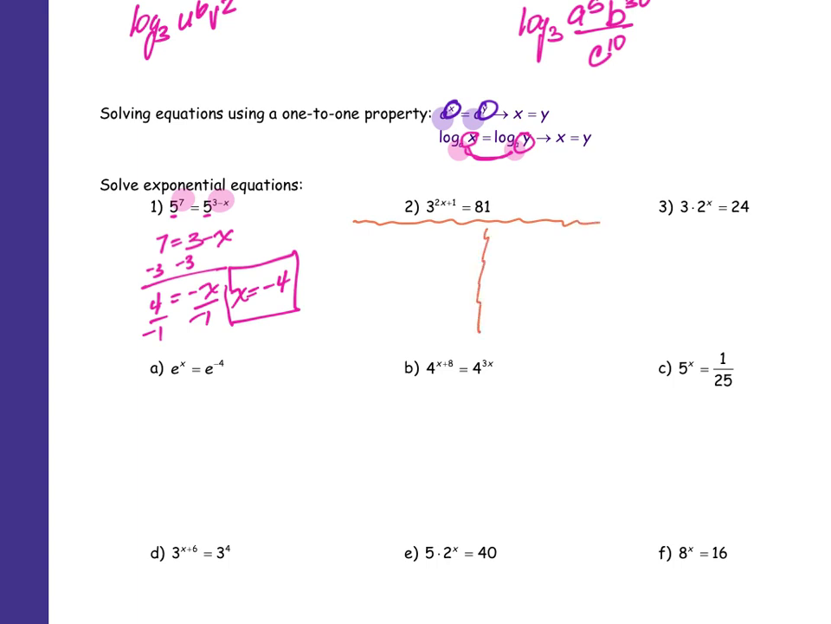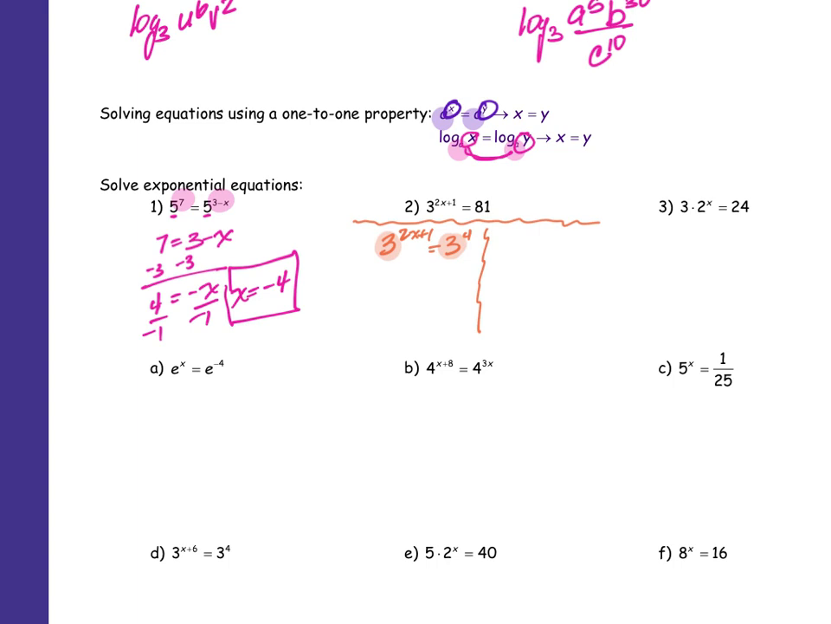And so the first way, I'm going to change the base of 81 because 81 is 3 times 3, and 3 times 3 is 9, and 3 times 3 is 9. 9 times 9 is 81. So 3 to the 4th power is 81. So I could rewrite this as 3 to the 2x plus 1 equals 3 to the 4th power. Now my bases are the same. I have a 3 and a 3. And so I can set my exponents equal just like what I did on the first one.